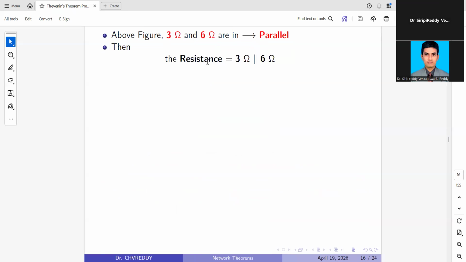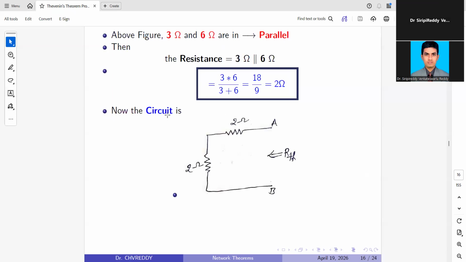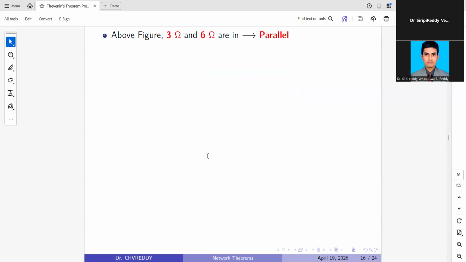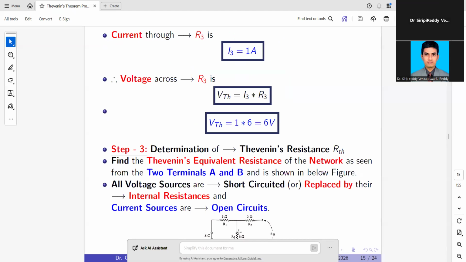Then the resistance is 3 into 6 divided by 3 plus 6, that is equal to 18 by 9, equal to 2 ohm. So this is the 2 ohm because the 3 and 6 ohm are connected in parallel. Here this 3 ohm and 6 ohm are replaced with the 2 ohm resistor. The 2 ohm resistor is connected in series with the other 2 ohm resistor. That circuit is shown here.